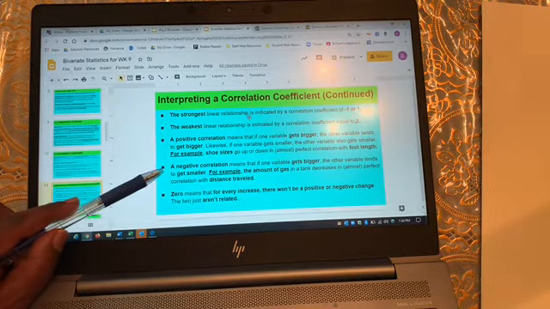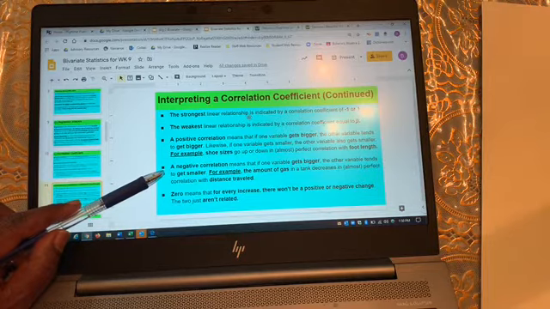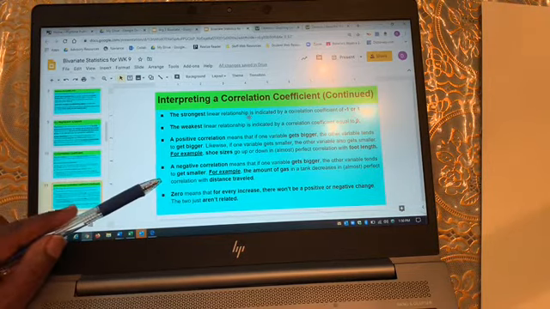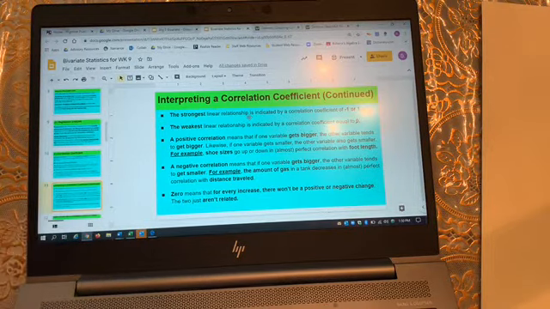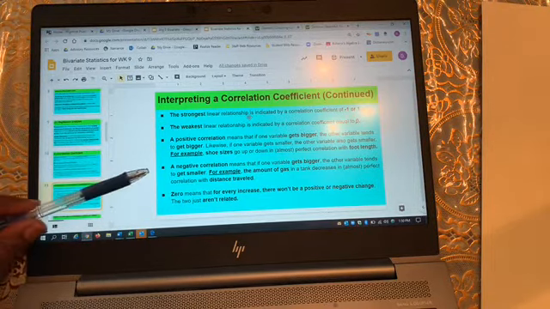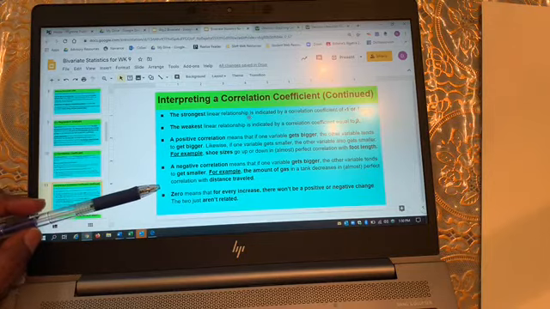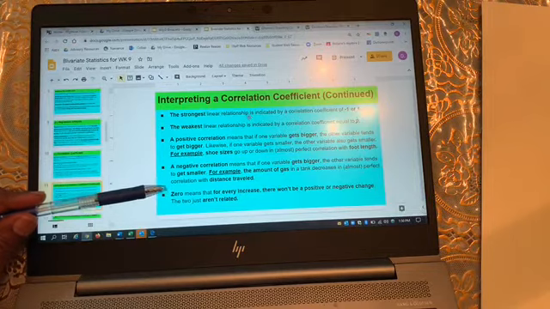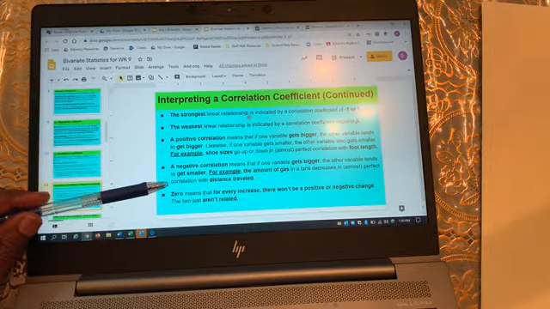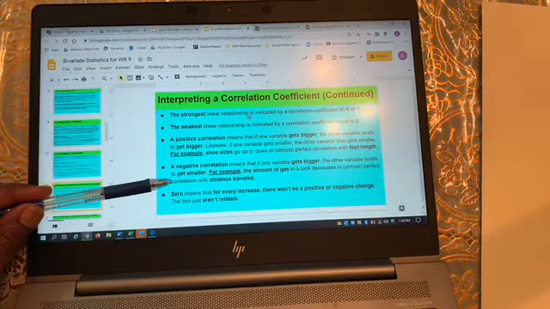A negative correlation means that if one variable gets bigger, the other variable tends to get smaller. It is a negative correlation between the two. If one is increasing, the other would be decreasing. This is called negative correlation. For instance, the amount of gas in a tank decreases in an almost perfect way when you are traveling more. So there is a perfectly negative correlation between the amount of gas and the distance traveled.